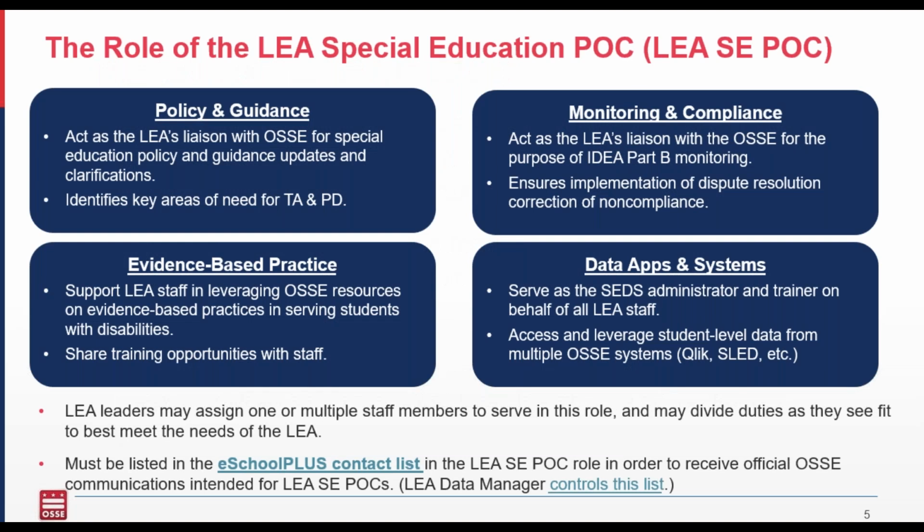We have separated the role of the LEA special education point of contact into 4 different buckets. We would look for you to be acting as the LEA's liaison between your location and OSSE, to ensure you have the most updated special education policy and guidance. Also, identify any key areas of need for technical assistance or professional development for your team. You would be the point of contact in our monitoring and compliance. You will act as the liaison between your LEA and OSSE to ensure any implementation documentation that needs to be provided to correct noncompliance is provided.